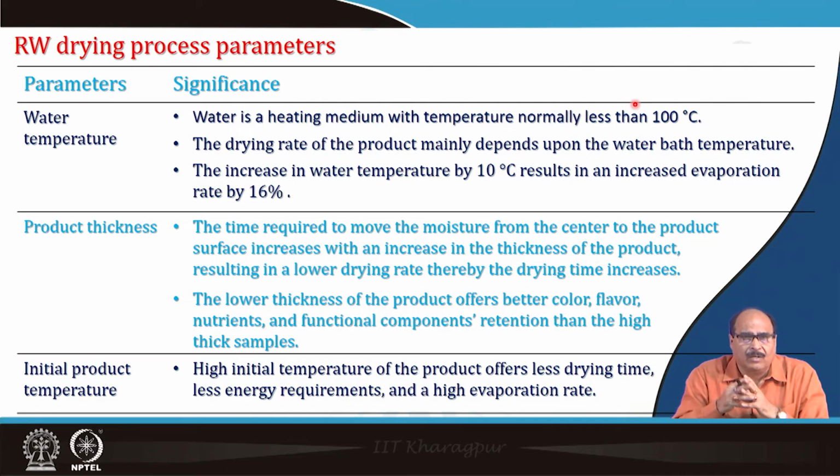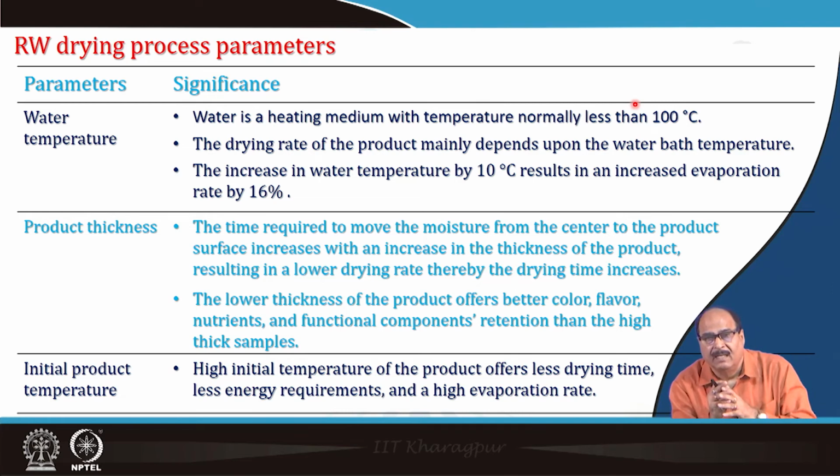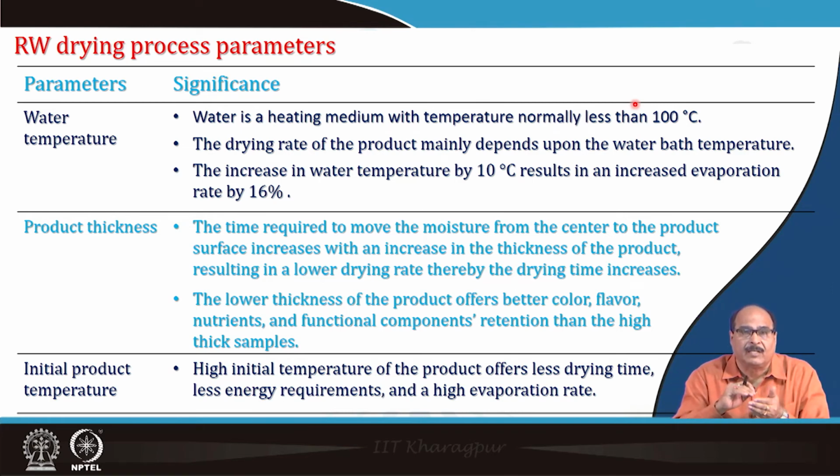So, refractance window drying process parameters, like water temperature. The drying rate of the product mainly depends upon the water bath temperature. And an increase in the water temperature by 10 degrees Celsius results in an increased evaporation rate by 16%. Then the product thickness. The lower thickness of the product offers better color, better flavor, and better retention of nutrients and functional components in comparison to the high thickness.